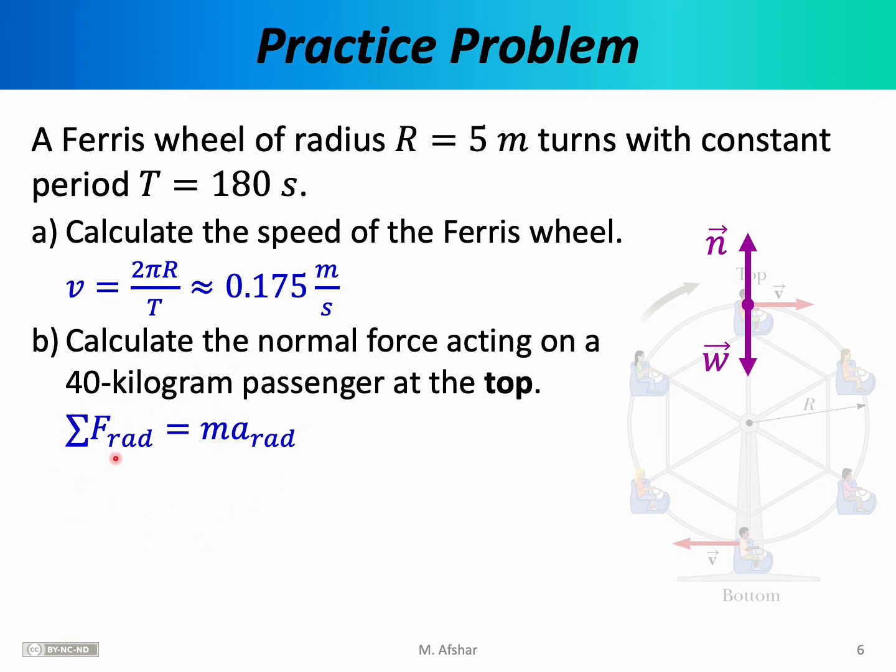The sum of the forces in the radial direction is equal to mass times acceleration in the radial direction. What are the forces in the radial direction? Well, we have two forces, N and W. You can see both of them are pointing along the radius of the circle. So we're going to say that the sum of the forces is the radial component of the normal force plus the radial component of weight, and that must equal mass times acceleration in the radial direction.